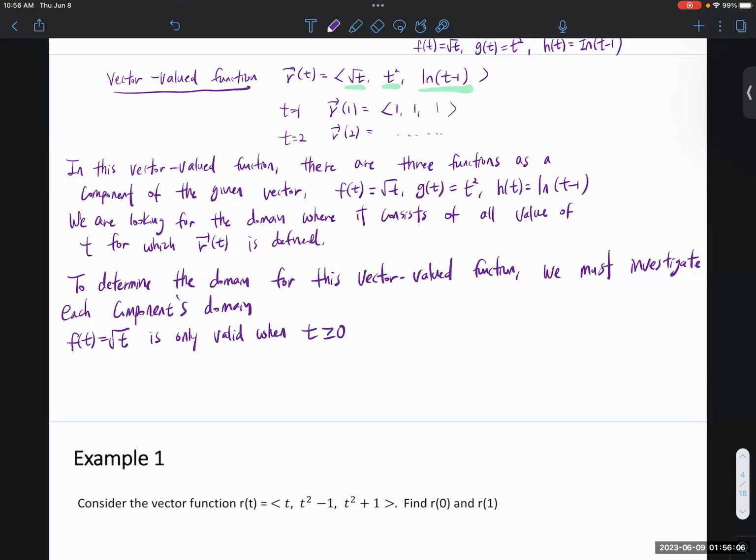If you want to write another form, it's the same as 1 over 2 i plus 3 over 10 j. By using the standard vectors, you can also write it this way. And i, j, k, you know what that means. So that's how you evaluate the limit of a vector valued function. Are you guys okay with that?